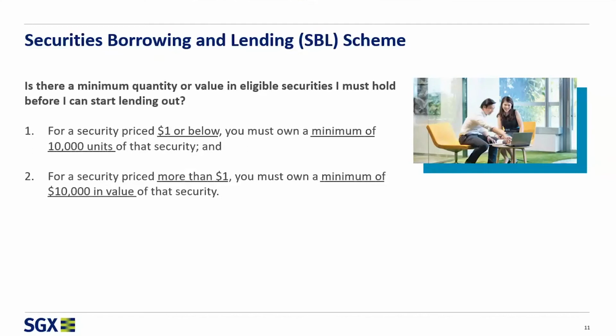So to make it simple, anything below $1, you need at least 10,000 units of the security, so 10,000 shares. So if you have something that is, let's say, 50 cents, you need 10,000 shares in order to be eligible for lending, right? If it's a security that is more than $1, you need more than $10,000 worth in value.